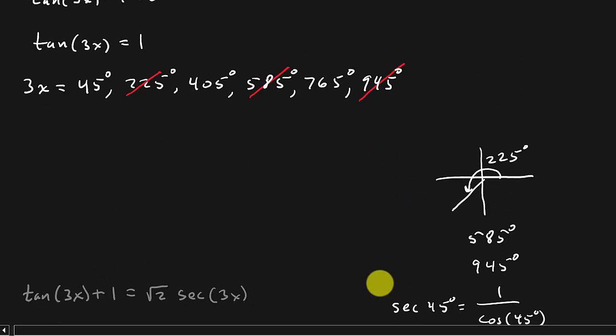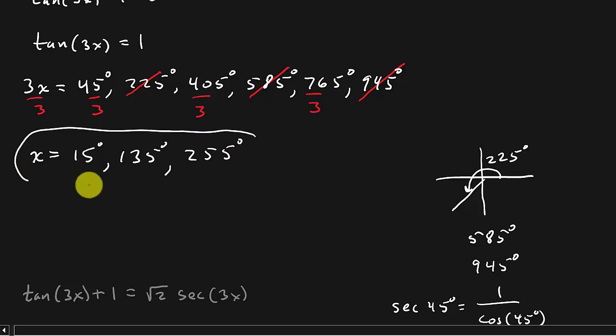And so now I need to find x. So that means I've got to divide everything by 3. And so I get x is equal to 15 degrees, and then let's see, 405 divided by 3, that's 135, and then 765 divided by 3 is 255. And there's your solution.